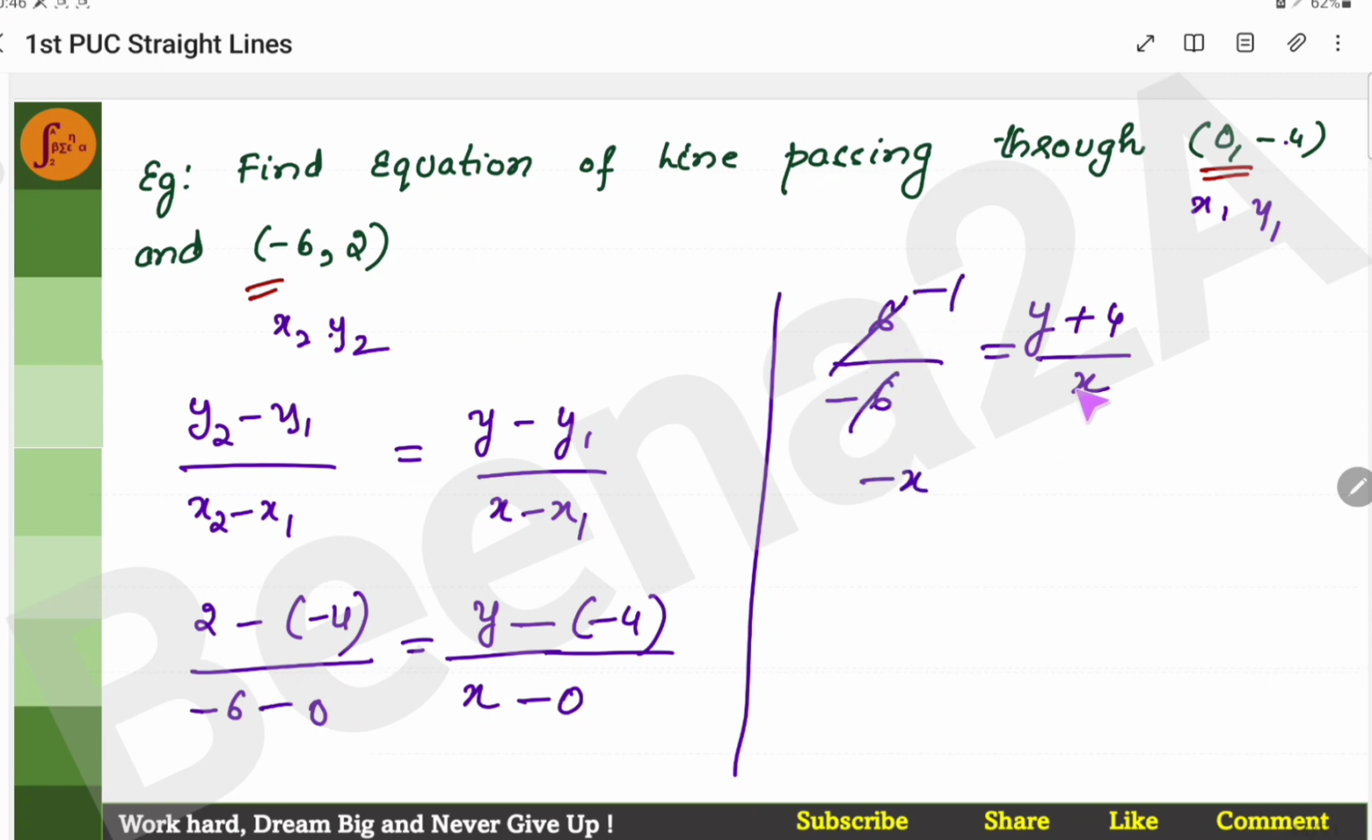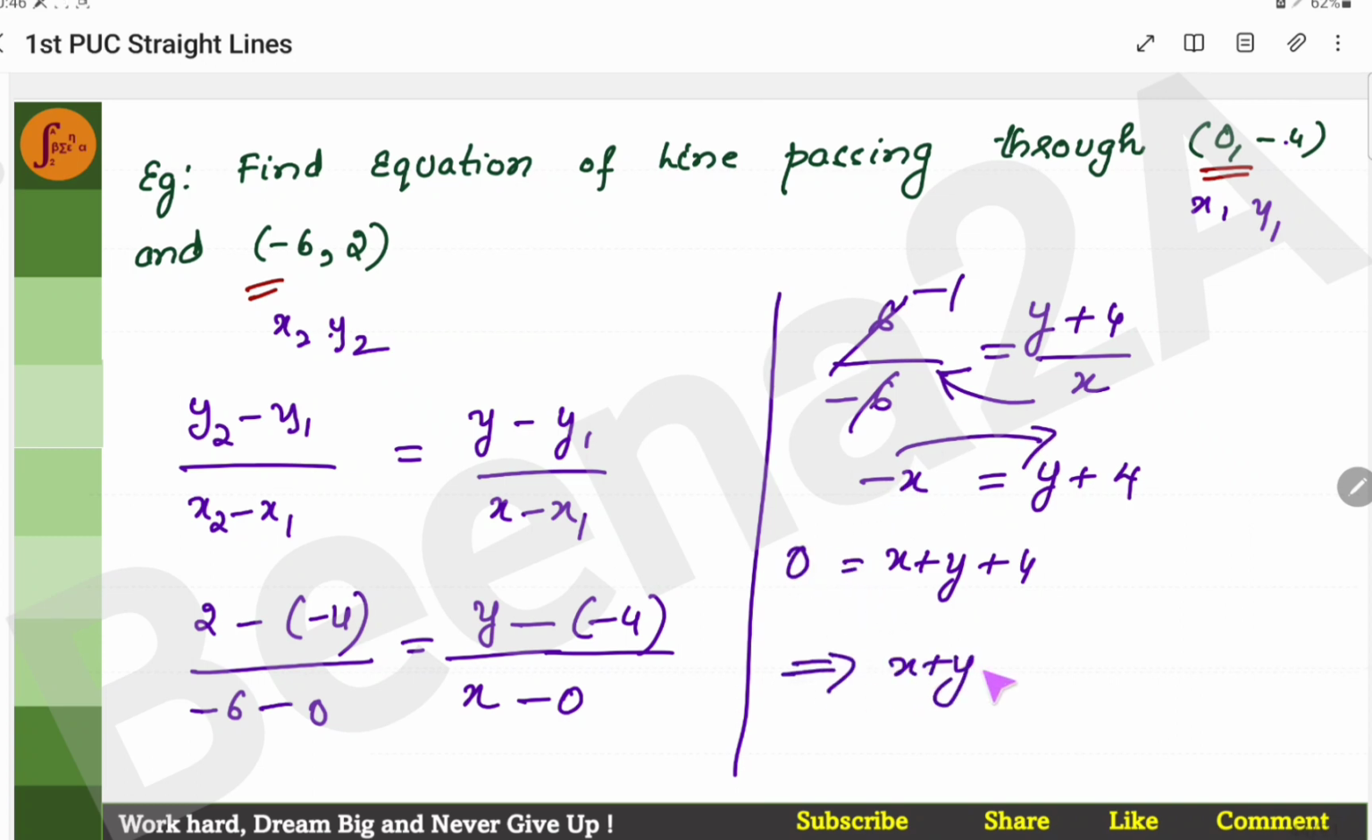So minus x, I'm moving this here. So minus 1 into x, which is minus x, is equal to y plus 4. Which is nothing but, I'll move x to this side, so it will be x plus y plus 4. We'll get 0 here because I'm moving x to this side. Nothing but x plus y plus 4 is equal to 0. So this is the equation.